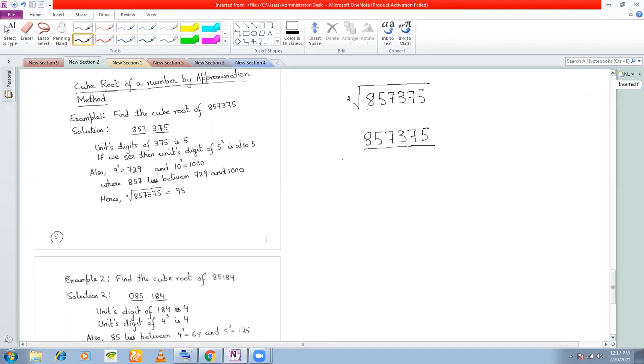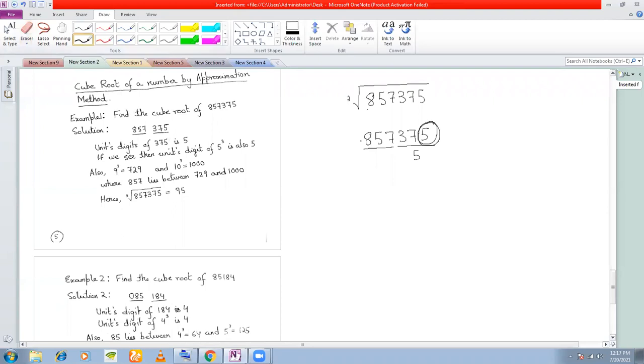Once you group the numbers in threes, you look at the last digit of this group. What is the last digit here? 5. So tell me what number you should multiply thrice to get 5. You see that 5 into 5 into 5 will give you 125, isn't it? Yes, sir. And the last digit is 5 here, right? So because 5 into 5 into 5 is equal to 125, the last digit is 5, we write a 5 here. Okay, so this is done.